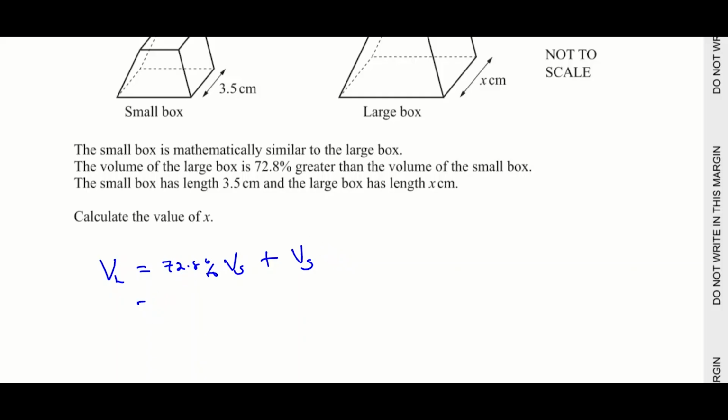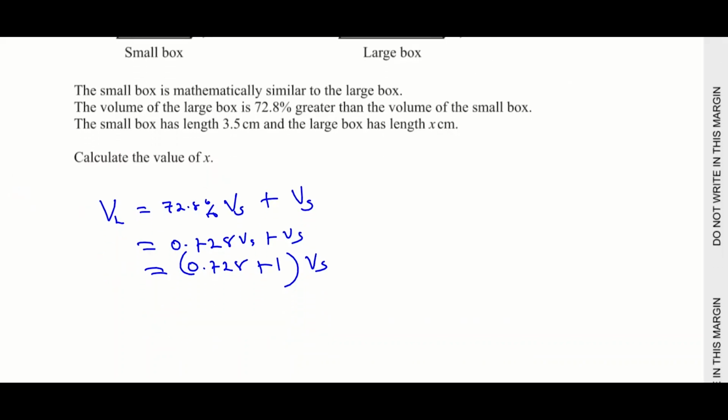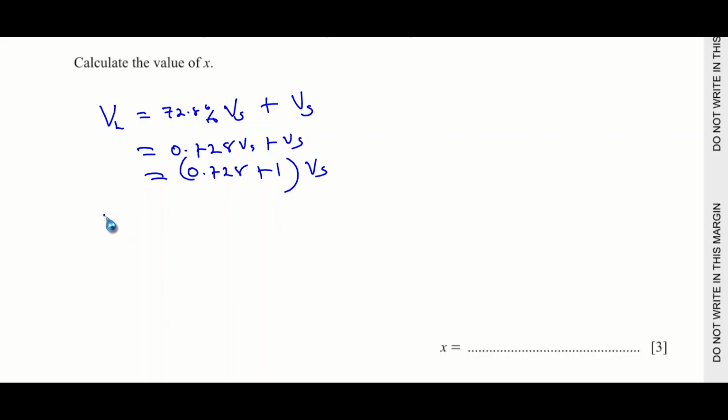So we can simplify this. 72.8% is the same as 0.728 Vs plus Vs. So we can factor out Vs. That would be 0.728 plus 1 into Vs. Therefore, the volume of the larger box will be equal to 1.728 times the volume of the smaller box.